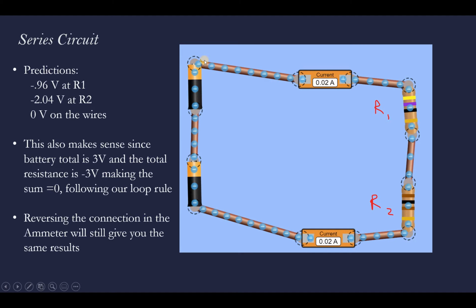And this also makes sense because the battery is positive 3 volts, so the resistors have to be negative 3 for the total sum to be 0 according to our loop rule. And then reversing the connection of the ammeters will still give you the same results, so it wouldn't matter.